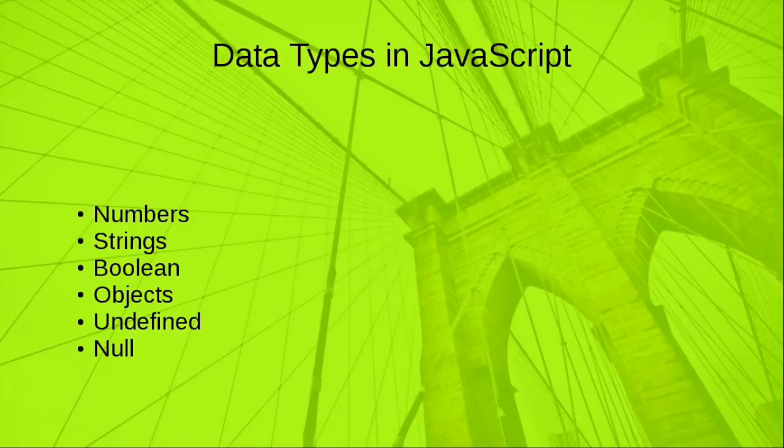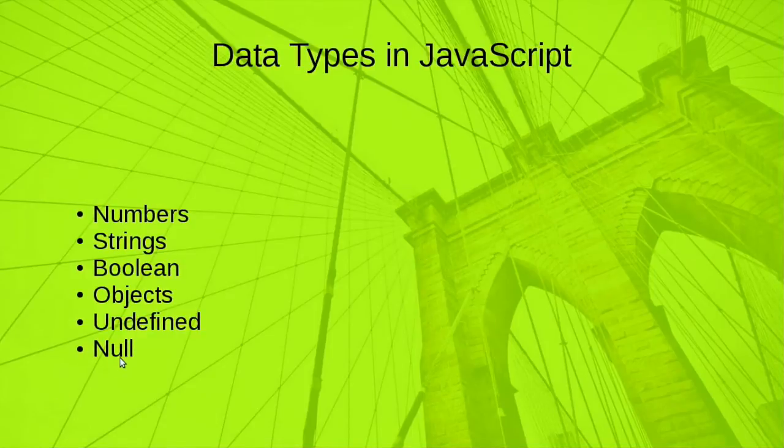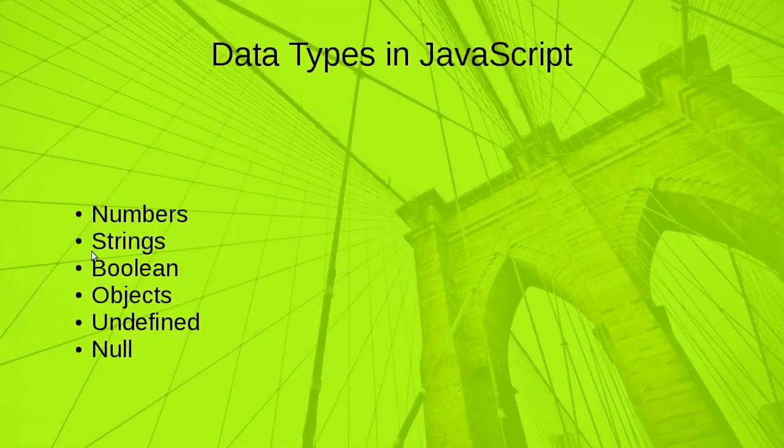Okay, so there are 6 data types in JavaScript: numbers, strings, booleans, objects, undefined, and null. And we are going to talk about all of these 6 data types in detail in the following slides. So let's get to it.